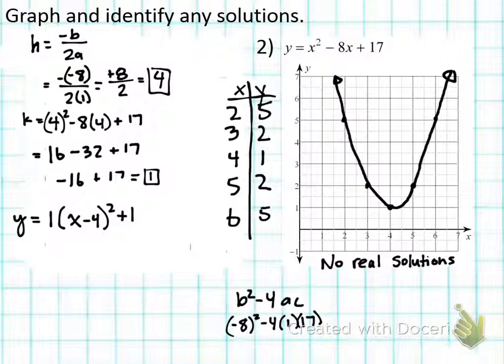Okay, negative 8 squared is 64. Negative 4 times 1 is negative 4. Negative 4 times 17 is going to be negative 68, right? 64 minus 68 is negative 4. What happens when our discriminant's negative? No what? No real solutions. Did you see how that worked out?